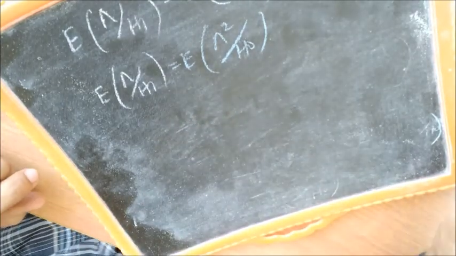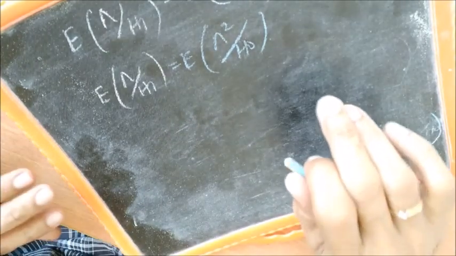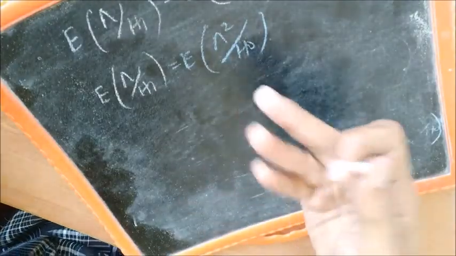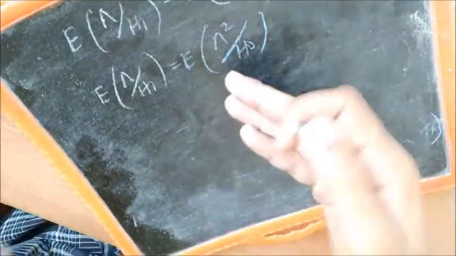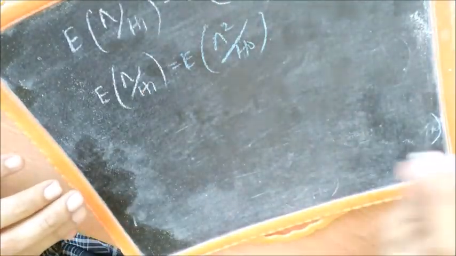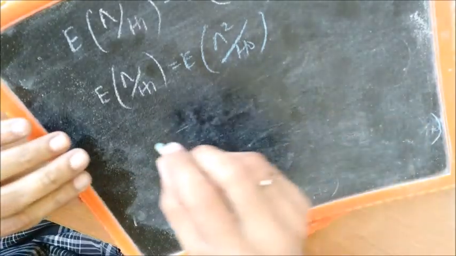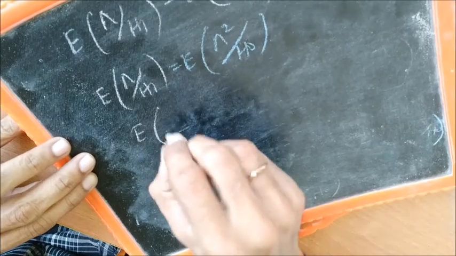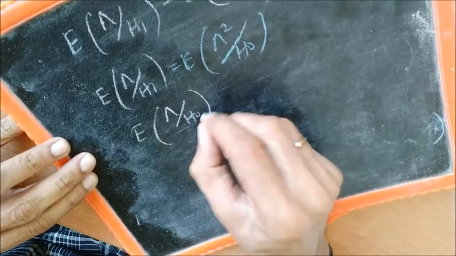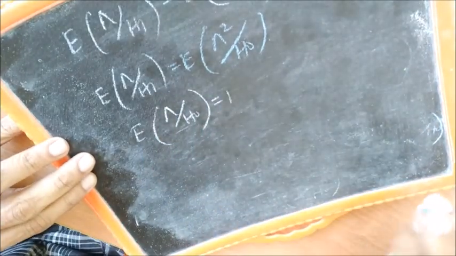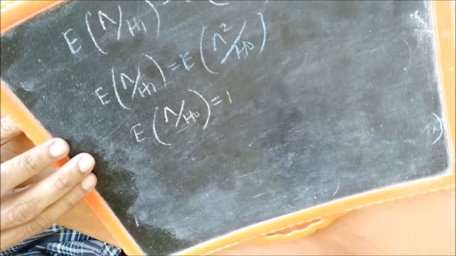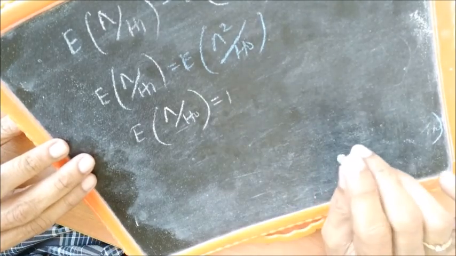Expected value of lambda raised to n given h1 is equal to expected value of lambda raised to n plus 1 given h0. Take n as 1 and you get this. So this has been proved just now, so we'll write it straight away. So we know that this is true. And also we know that expected value of lambda given h0 is equal to 1. This is part B, which we had proved earlier. So we know this is also true.